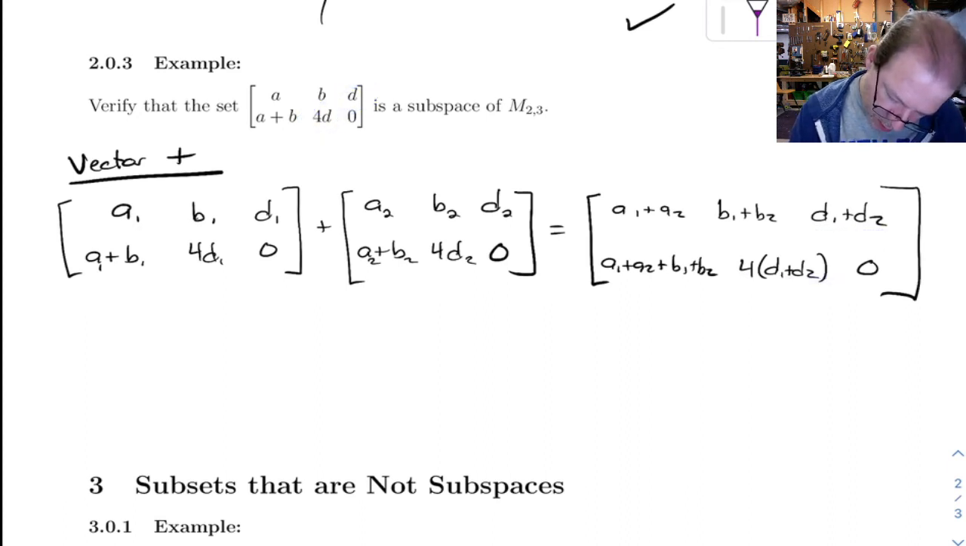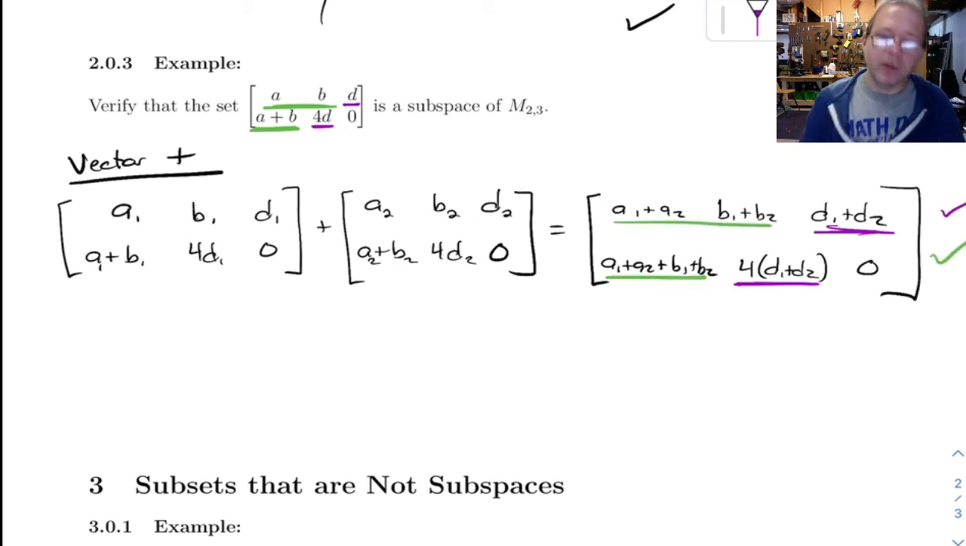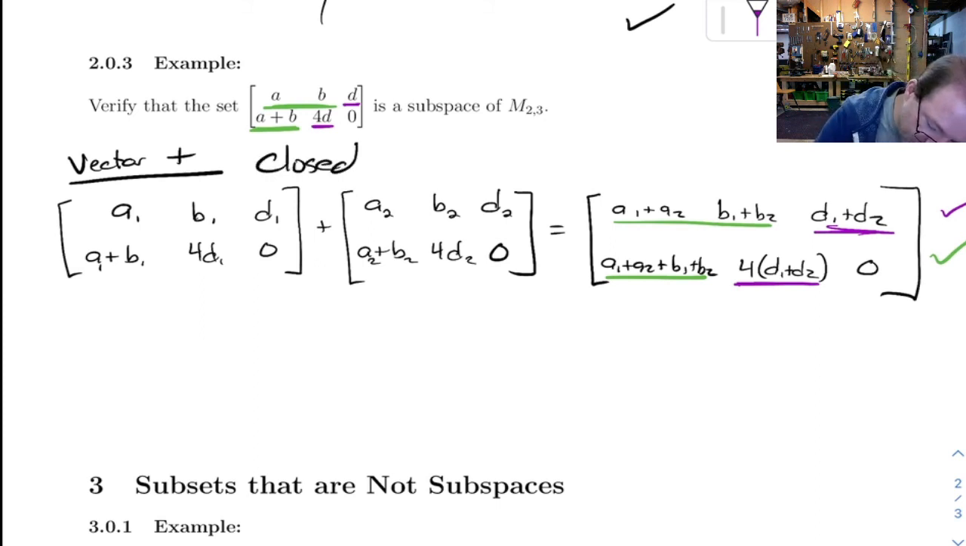Yeah. Maybe I should do that permanently. This has to be 4 times that, and we're good. And also, this is supposed to be the sum of these two guys. And this is the sum of these two guys, so we're good. So it has the correct form, therefore it's closed under vector addition.